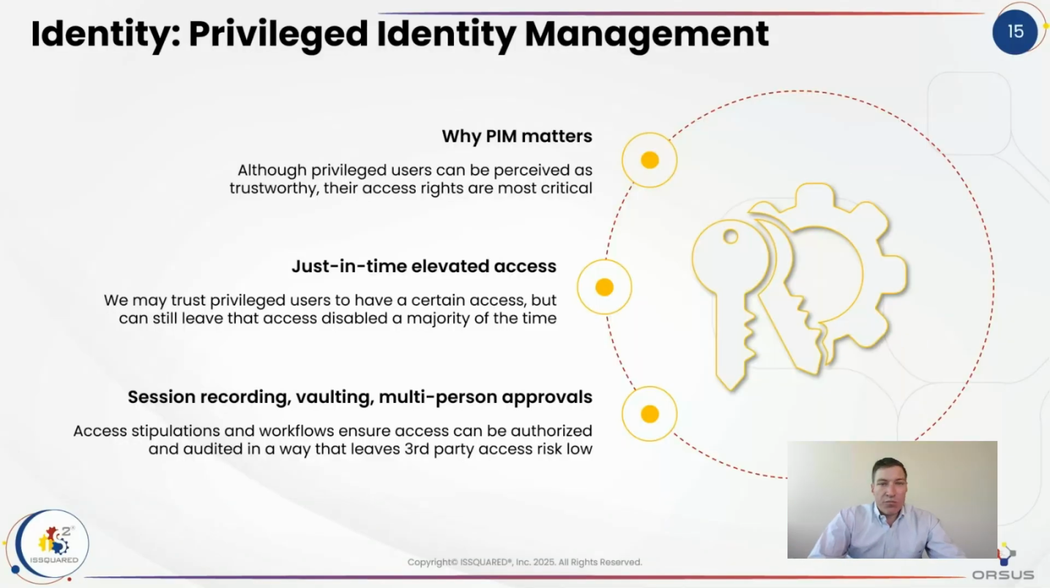We have the idea of privileged identity management, and this is important where privileged users can be perceived as trustworthy and their access rights are incredibly critical. We may trust the user as an administrator, but that actual identity is very critical to the organization. And should it become breached, it could become very problematic to the organization. We mentioned the idea of just-in-time elevated access, where we may trust those privileged users, but we still leave that access disabled a majority of the time. Really falls back on that least privilege access idea.